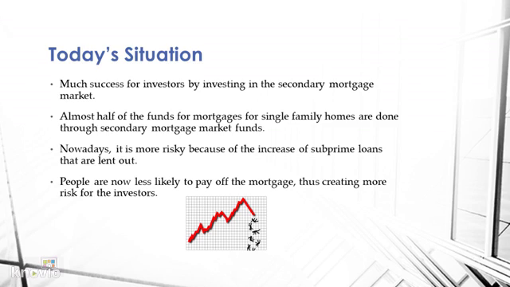So what does the secondary mortgage market look like today? First of all, there has been much success for investors in the secondary mortgage market because of the well-known 100% backed mortgage-backed security. Almost half of the funds for mortgages for single-family homes are done through secondary mortgage market funds, surprisingly. The only downturn that has been going on the past couple of years is it's become more risky because of the increase of subprime loans that are lent out. People are now less likely to pay off their mortgage, thus creating more risk for investors.